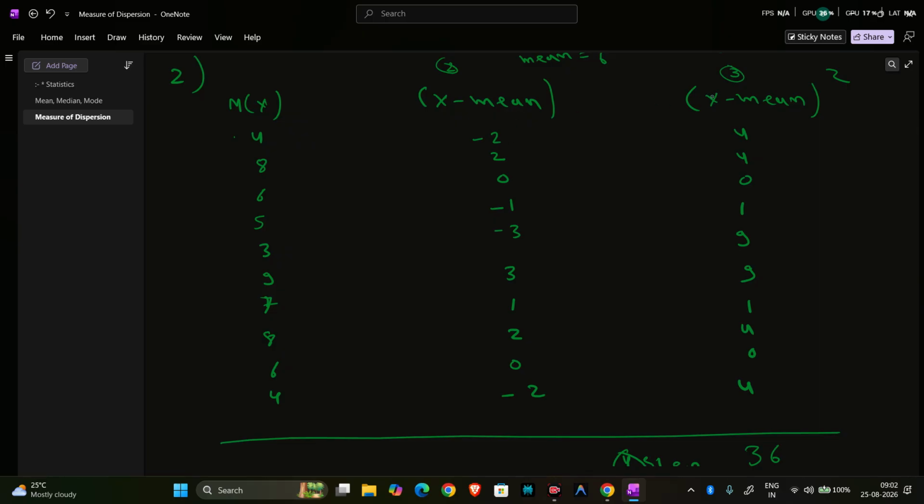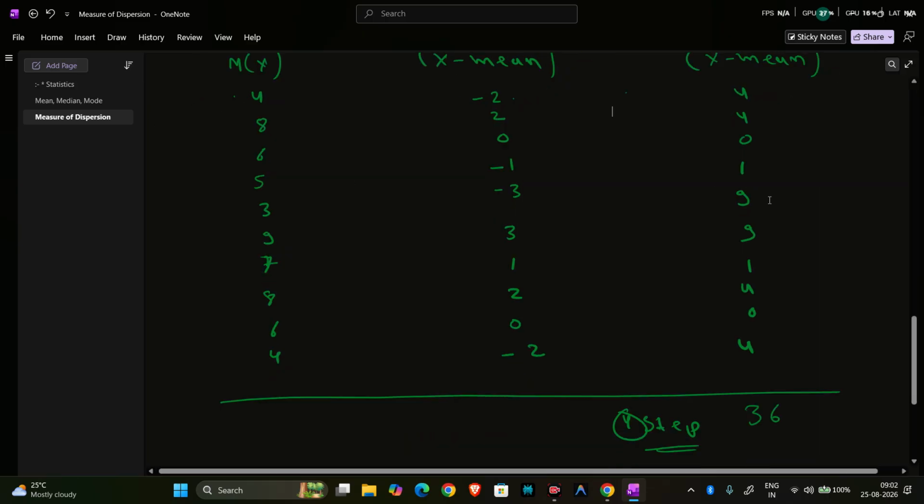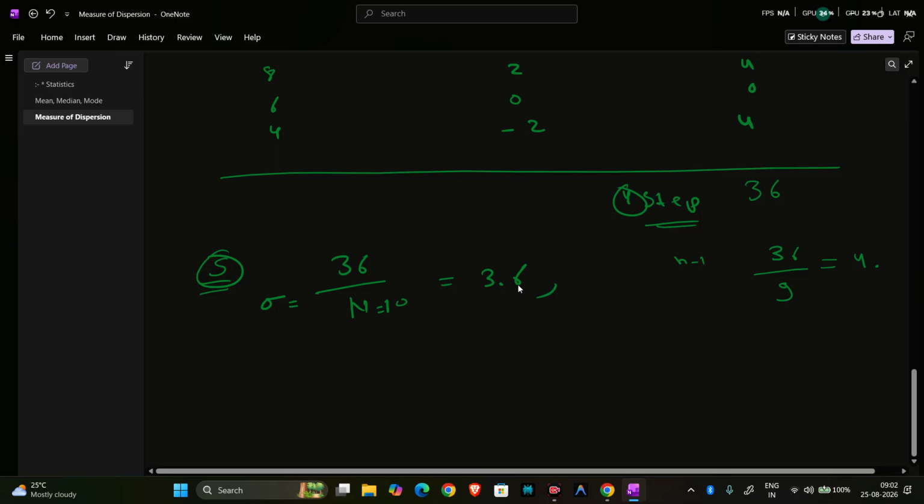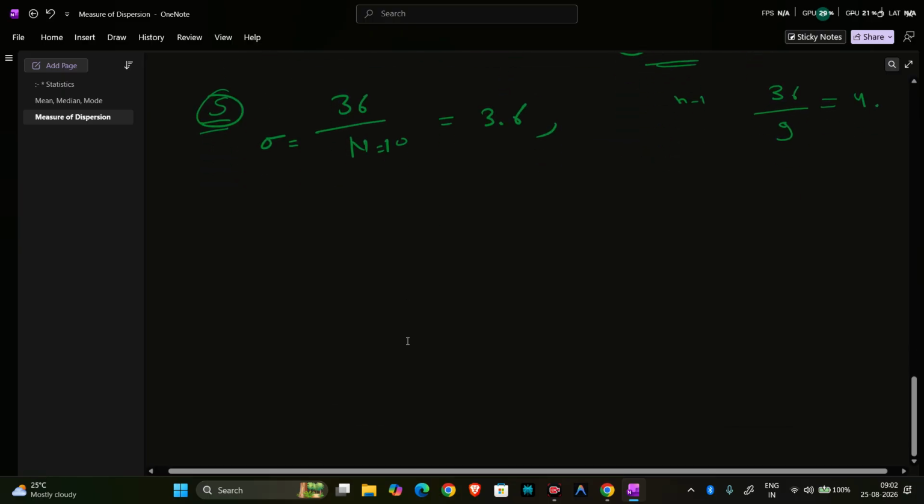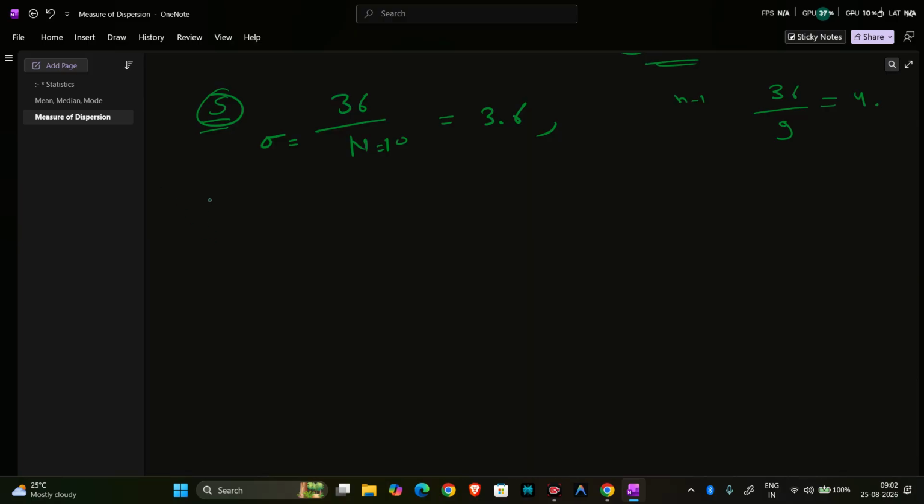Okay, so after that, the third step is the x minus mean square. So we already calculated the x minus mean, so we have to square this. Okay, so we are getting this value. Fourth step, we have to sum all these squared deviation values. So it will be 36, and we have to divide by n or n minus 1 based on our population or sample data. Okay, next we will continue with the standard deviation.